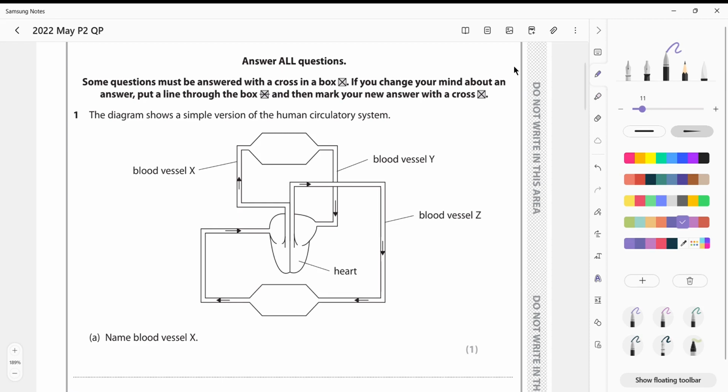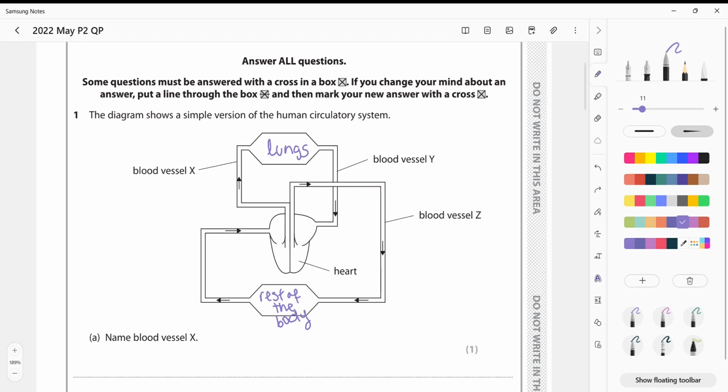Okay, question 1. The diagram shows a simple version of the human circulatory system. Okay, so it says in part A, name blood vessel X. So I'm just going to name the blood vessels that we have here. So this shape here represents the lungs, right? And this here represents the rest of the body. All right, so blood vessel X is transporting blood from the heart all the way to the lungs.